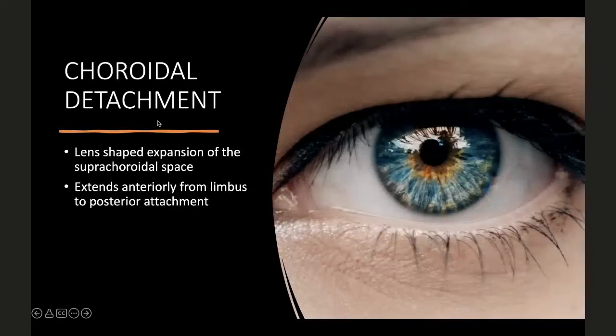So the next part we talked about would be the choroidal detachment. How do we differentiate it from retinal, right? So the choroidal is lens shaped. Sometimes it's biconcave, sometimes it can even look concave or convex, but either way, it's on either side of the globe. It's an expansion of the suprachoroidal space, which would be the space between your choroid and the sclera. It extends anteriorly from the limbus to the posterior attachment. You have the pupil, and right around the pupil is where your limbus is. So the ora serrata ends way posterior to the limbus, okay?